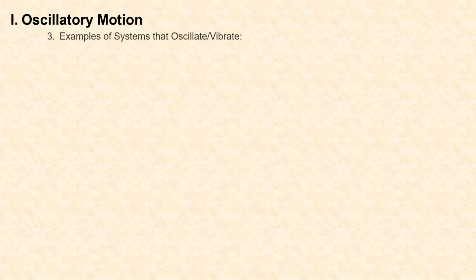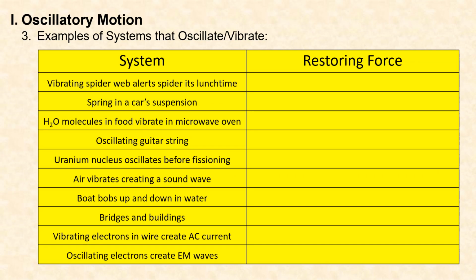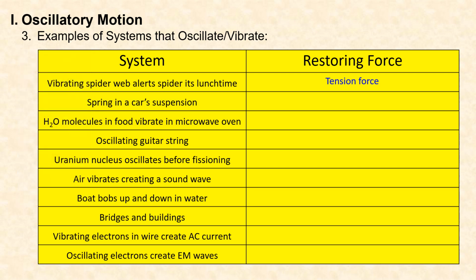All right, so let's just take a look at some examples of systems that oscillate or vibrate. So these are just some random examples. Consider a spider web that vibrates back and forth, either under the action of the wind or the spider itself. What is the restoring force in this case? Well, it's the tension in the web itself, that tends to make the web return to its equilibrium position.